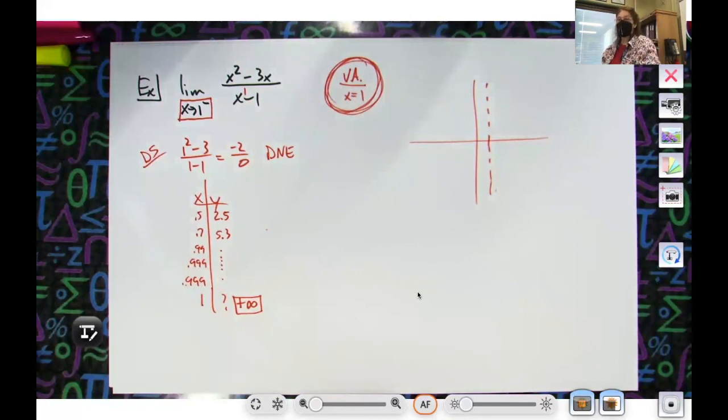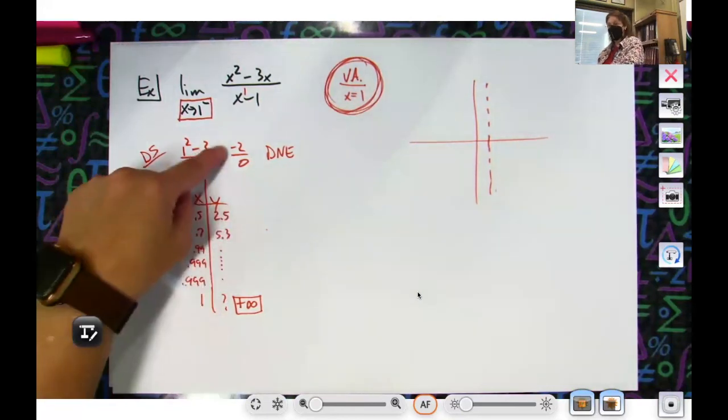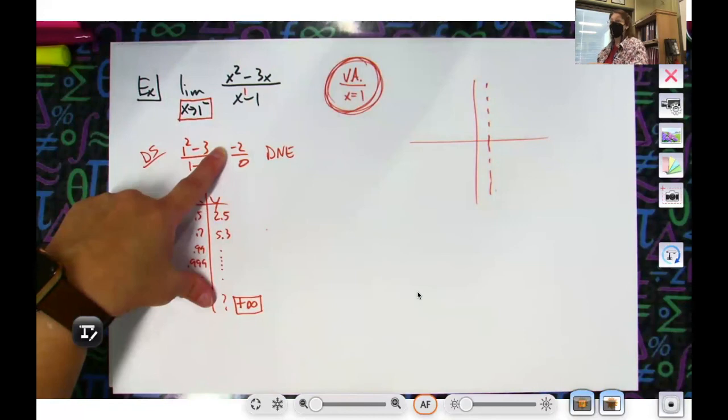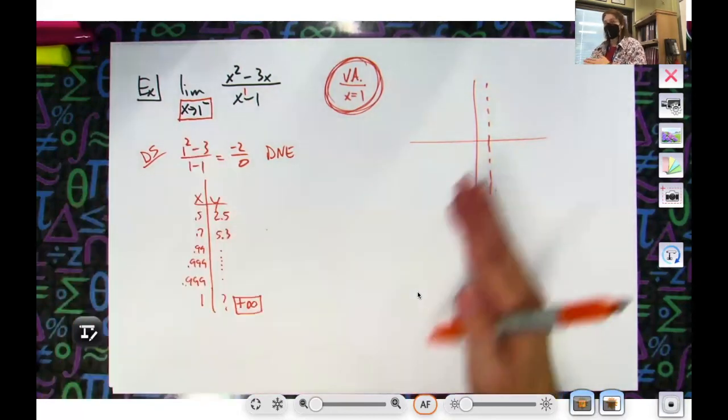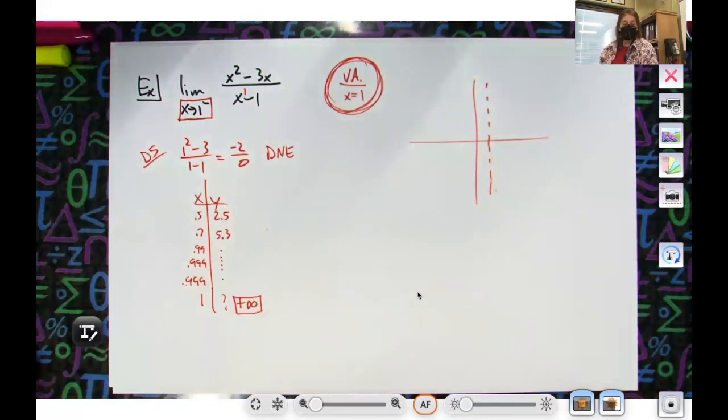No. Okay. So in this case, did that negative have any bearing on it? No, it didn't, but it was a good thought. Because you knew it was either going to be positive infinity or negative infinity. All right. So I definitely want you to look at that.